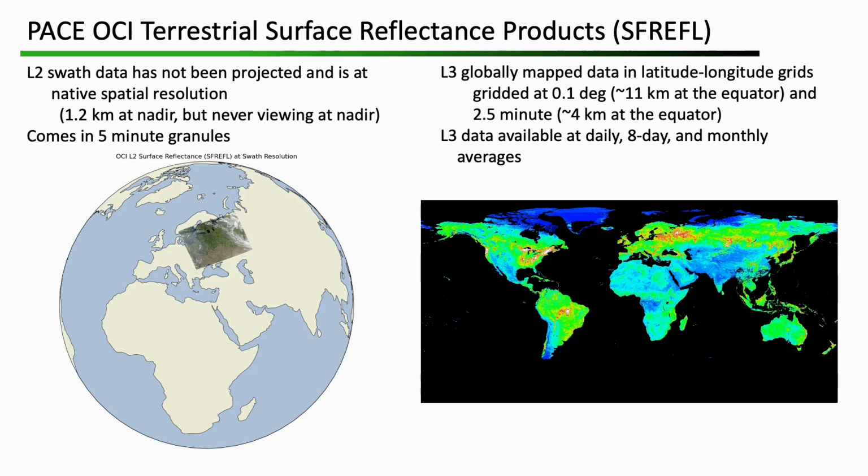The level 3 data are globally mapped in latitude-longitude grids, and they're gridded at two spatial resolutions, one at 0.1 degree, which is approximately 11 kilometers at the equator, and the other at 2.5 minutes, which is about 4 kilometers at the equator. The level 3 data are averaged over daily, 8-day, and monthly time periods.